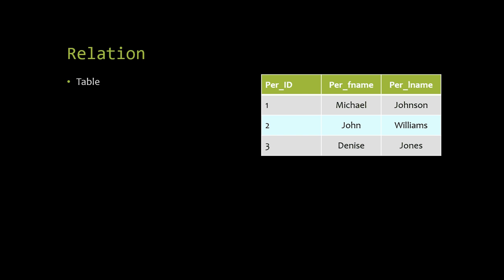Okay, so a relation is basically a table with rows and columns. As you can see, Michael Johnson is in the first row, John Williams on the second row, Denise Jones on the third row, and they're each uniquely identified by this column, the person ID. So Michael Johnson is person 1, John Williams is person 2, and so on.